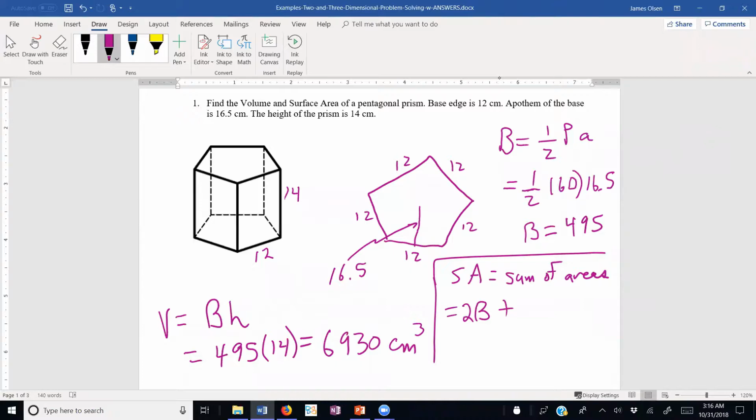So I have 12 times 14, and I have 5 of those. So I'm going to have 5 times 12 times 14. And we can run this into a calculator, and we get 1,830. And our units are going to be square centimeters.